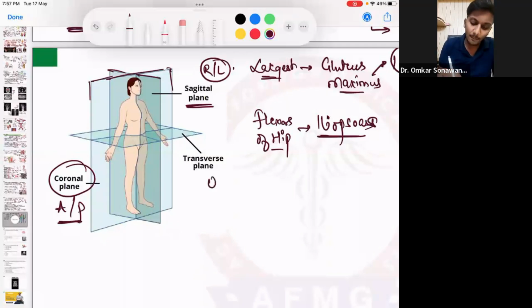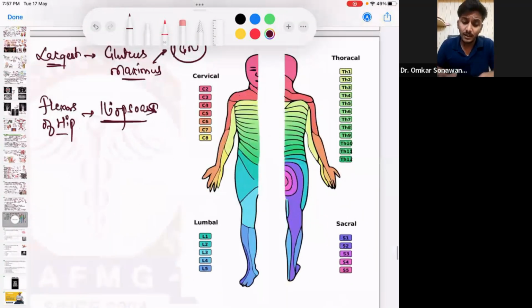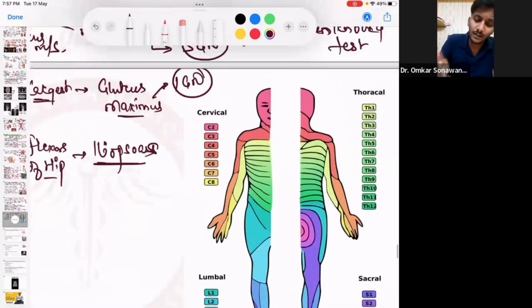And body divided in upper and lower half is known as the transverse plane. कोई दिक्कत नहीं है planes में. याद रखना. ज़्यादा time नहीं waste करना इन चीजों पे. Important is this dermatomes. ठीक है. What are these? These are dermatomes.